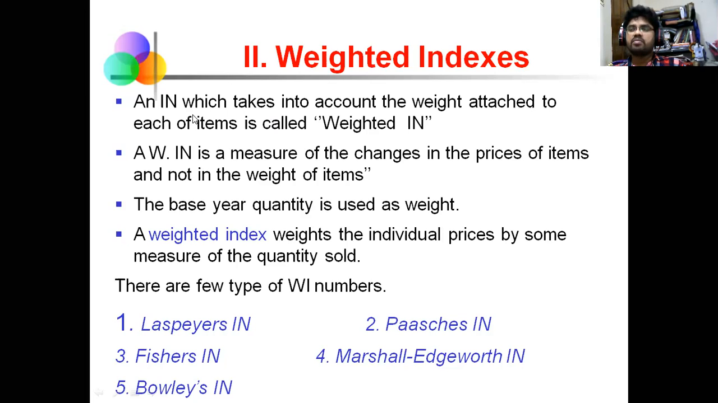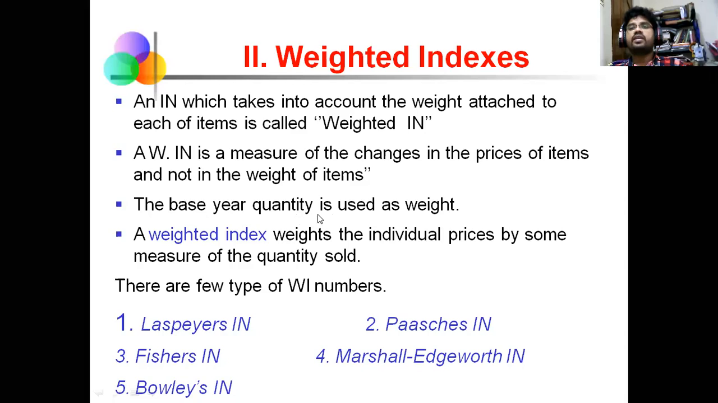Whatever we are going to measure the index numbers of, generally we discussed the previous day the price indexes. In order to measure how much prices increase or how much inflation there is, we need to add that weightage. The weighting we can measure in terms of quantity here. A weighted index is a measure of changes in the prices of items and not in the weight of the items. So here we are going to measure how much the prices change, but we are not discussing how much the weight of the items changes. Keep that in mind.